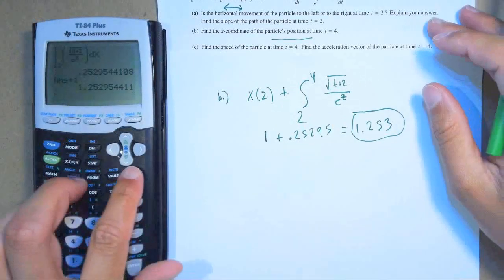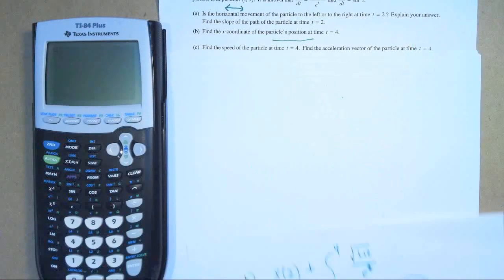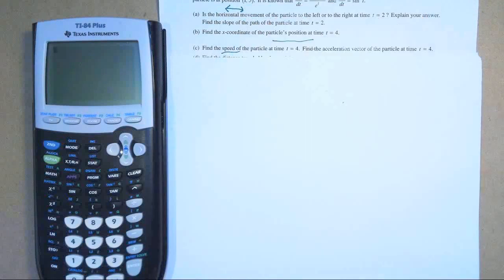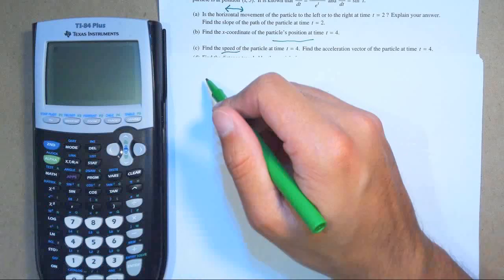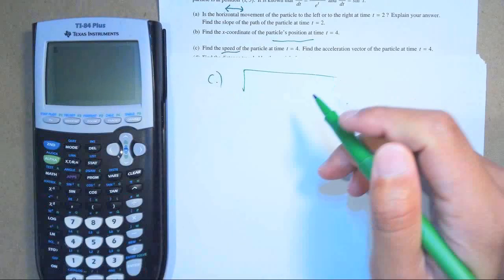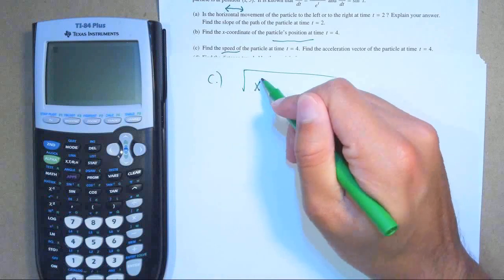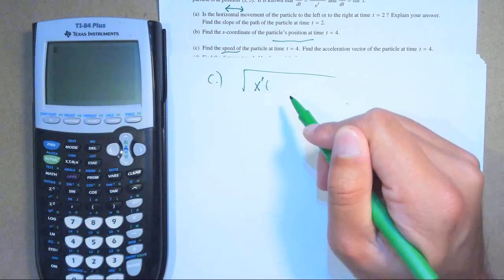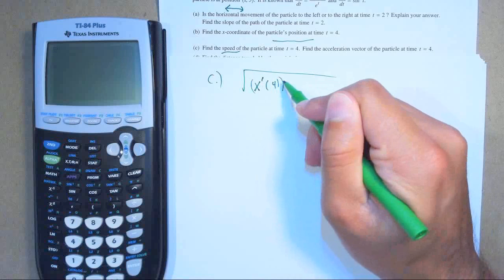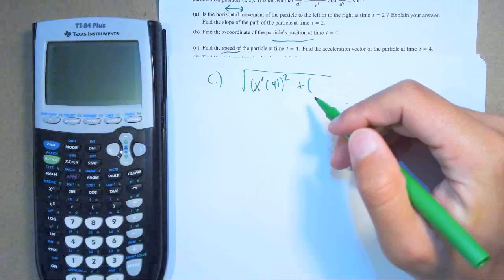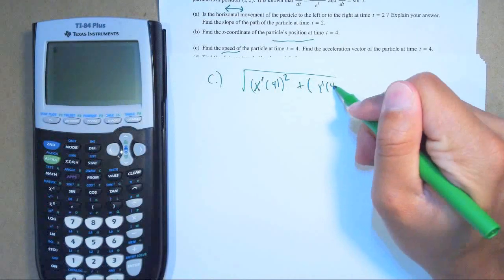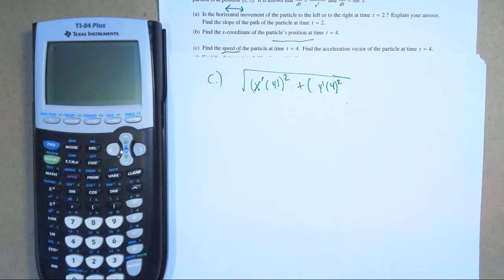Okay, so let's move on to C. It says, find the speed of the particle. Keyword: speed. How do I find speed when it deals with vectors, coordinates? Well, any single time it's speed, this is what you want to remember. Speed is the square root of x prime at 4 squared plus y prime of that value 4 squared. And that's going to help you determine speed.